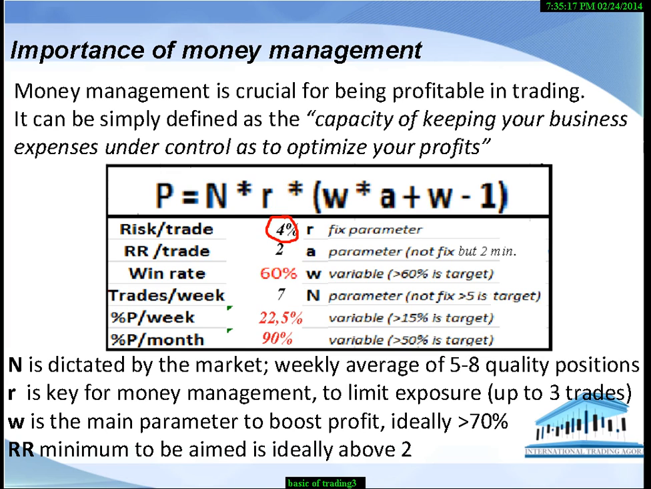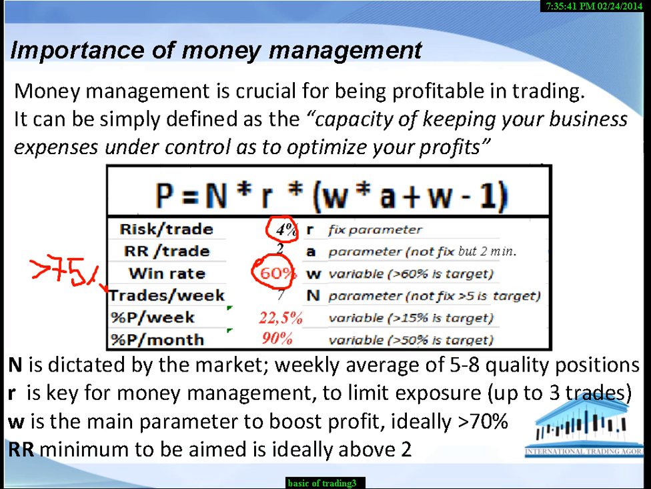Then risk reward, as we said, we risk 1 to make at least 2, if not 3. Win ratio, it's something we cannot really control, but we definitely want to achieve at least 56%. We have as target 75% within our group.